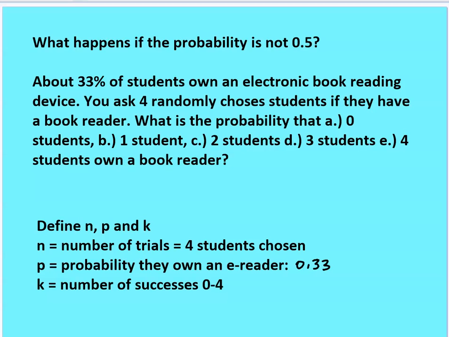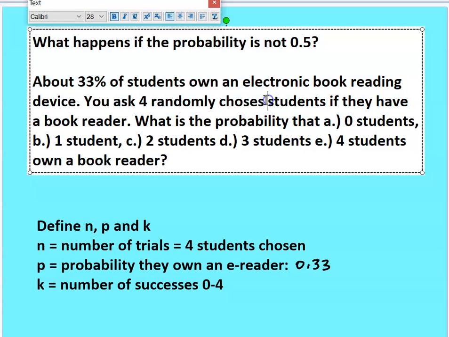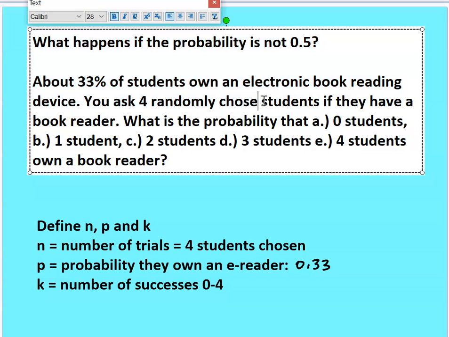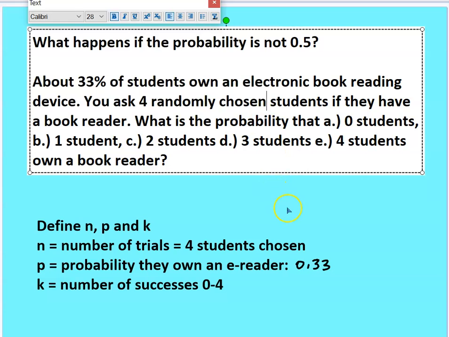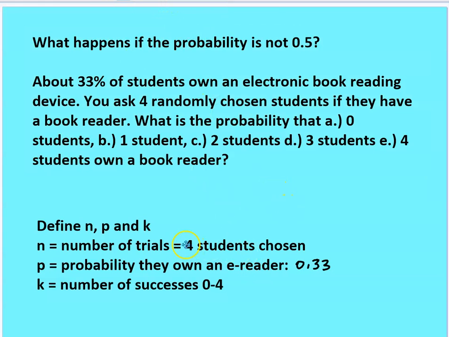All right, so here's an example. What happens if the probability is not 0.5? And we're going to work with n and p again and our formula. So about 33% of students own an electronic book reading device. They ask 4 randomly chosen students. What is the probability that 0, 1, 2, 3, 4 students own a book reader? All right, so define n, p and k. So I've done here below: 4 students chosen. Probability is 0.33. Number of successes between 0 and 4.